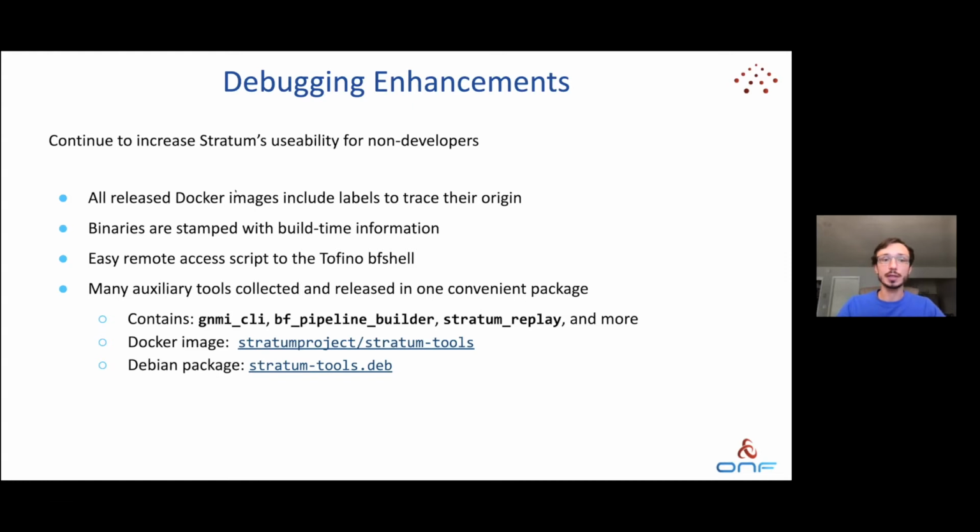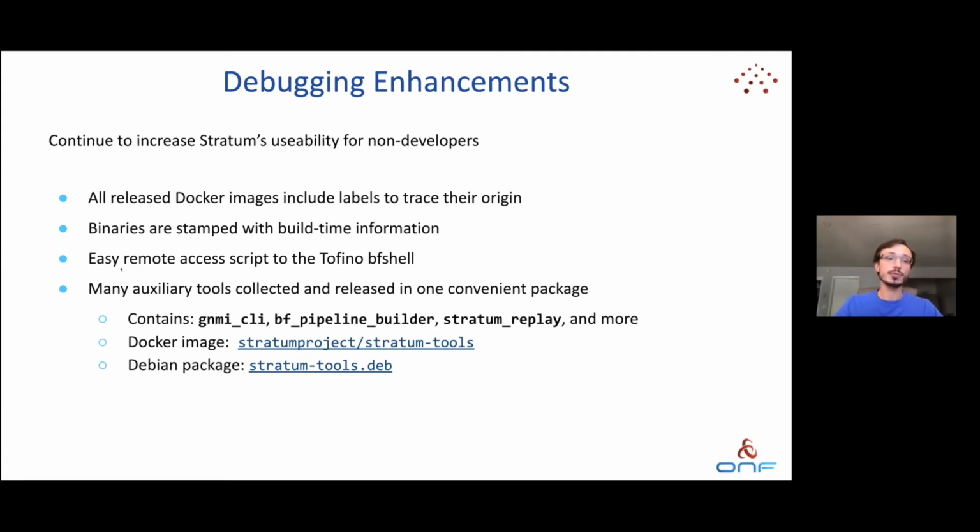First of all, released Docker images now include labels to trace their origin. So if you encounter a Docker image and you're not sure where it came from, what version it is, where it was built, and when, that's all now possible. I will show all of that in a second, by the way. In the same way, all the binaries that we release and that are built with the release configuration now include stamped-in build time information. Again, this is like timestamp, the machine, and the version git hash of the source code.